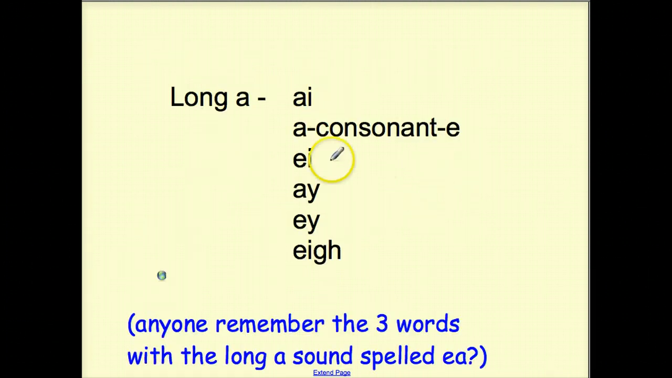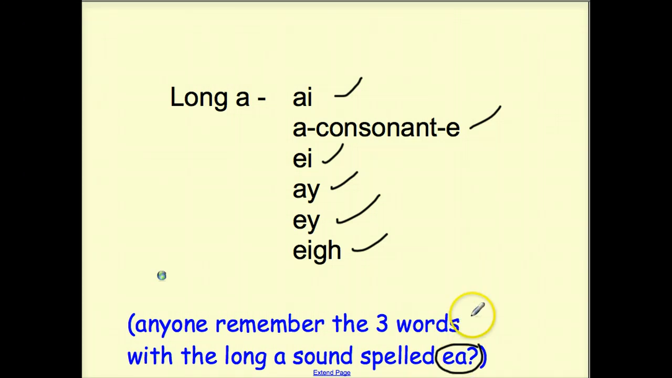Here's a recap of the most common spellings for long A. AI, I think we got that one. A consonant silent E, I think we got that one. Okay, EI, did we mention that one? AY, EY, EIGH. Now, remember when we were in 2nd grade, I talked about 3 words that had EA as the vowel team that made the long A sound.